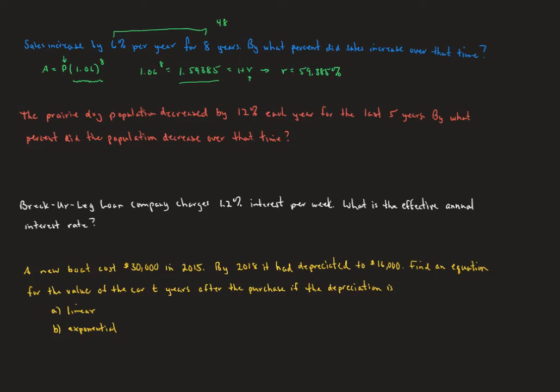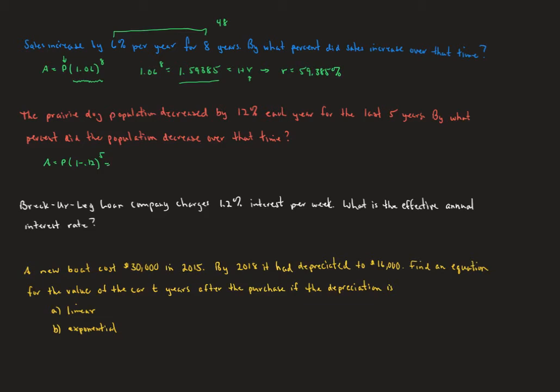Looking at the next one, a prairie dog population decreased by 12% each year for the last 5 years. By what percent did the population decrease over that time? So this is a similar problem, only now we're talking decrease. So the amount is going to be P times, since it's decreasing by 12%, I'm going to call that 1 minus 0.12 and raise that to the 5th power.